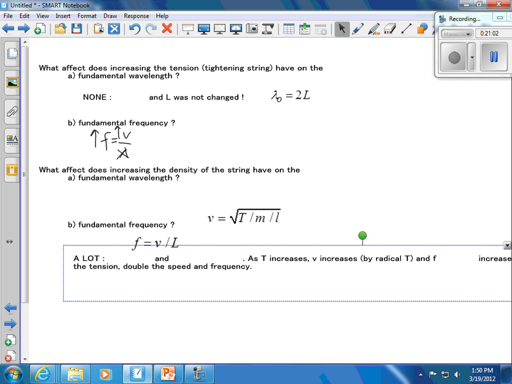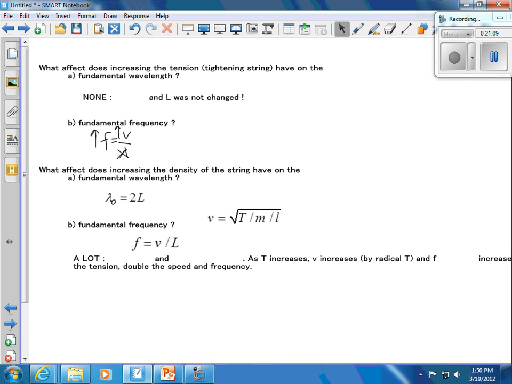So what happens to the fundamental wavelength when you affect the linear mass density? None. It's still going to be 2L. But what about the fundamental frequency when you use a string of a different density? Just like this equation up here, if you increase linear mass density, that'll decrease speed. Decrease linear mass density, that increases speed. Any effect on speed has a direct relationship on the frequency.